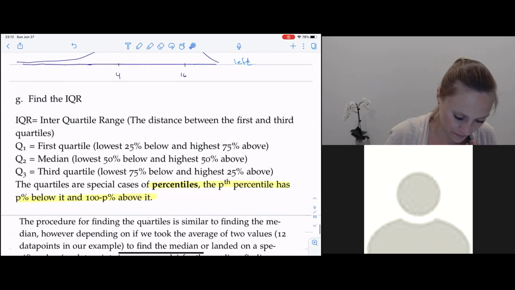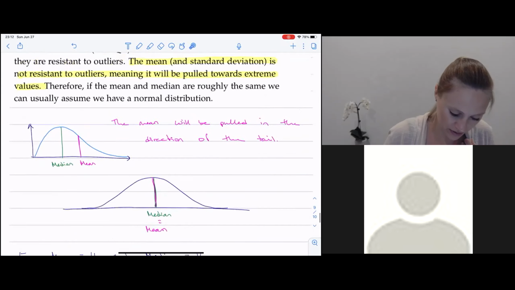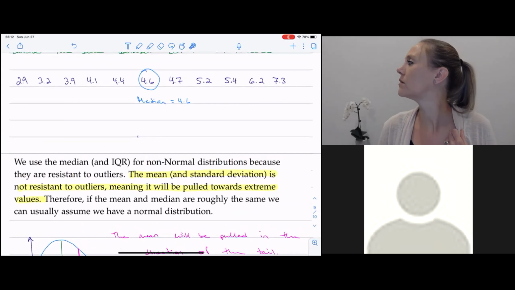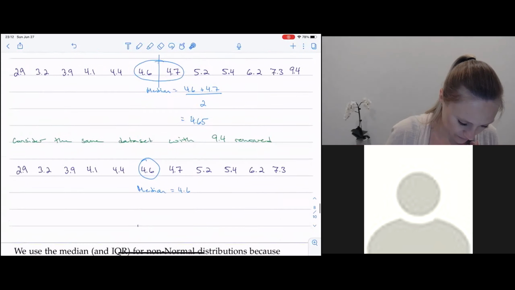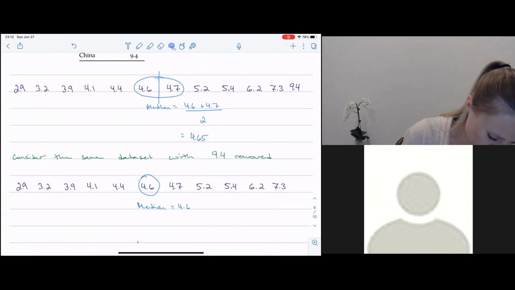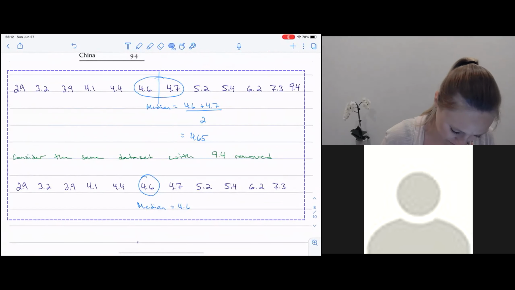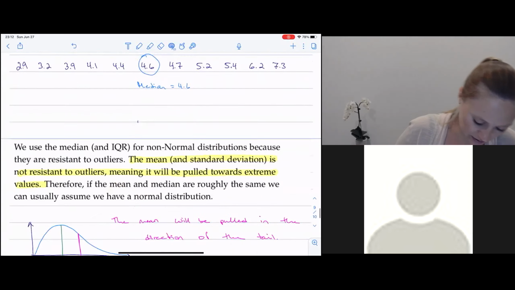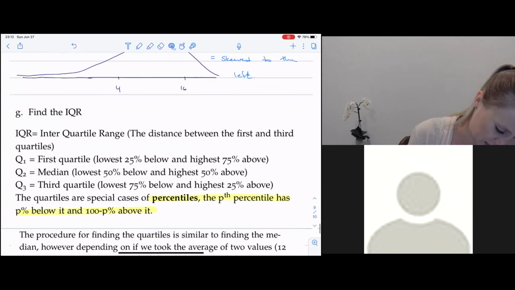Okay, so I'm going to copy these points here. Copy all of this here because I can.